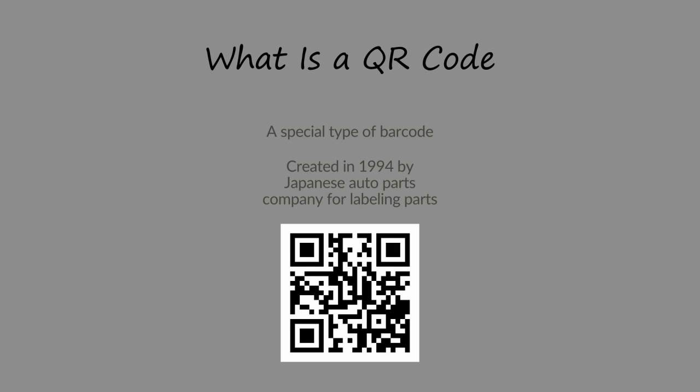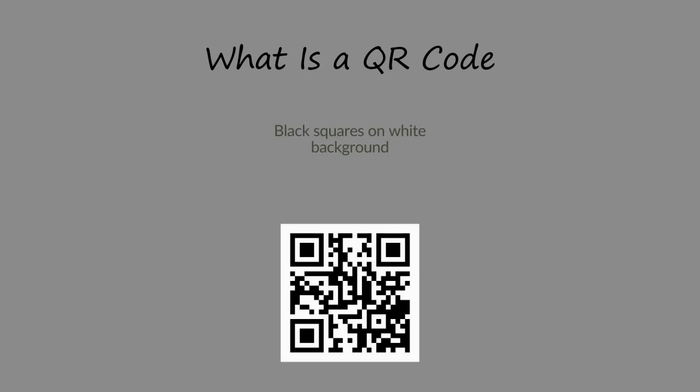But before we get into that, let's talk about exactly what is a QR code and how did they come about. The QR in QR code stands for quick response, and these codes are a type of barcode that was invented in 1994 by a Japanese automotive company for labeling parts. In its basic form, it consists of black squares arranged on a white background in a square grid.